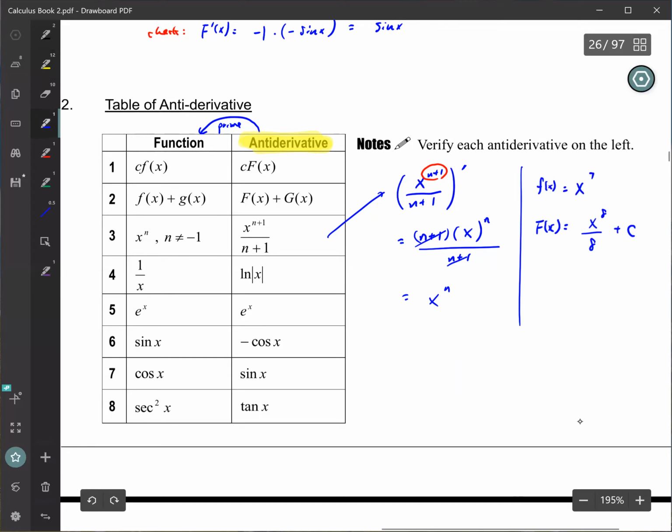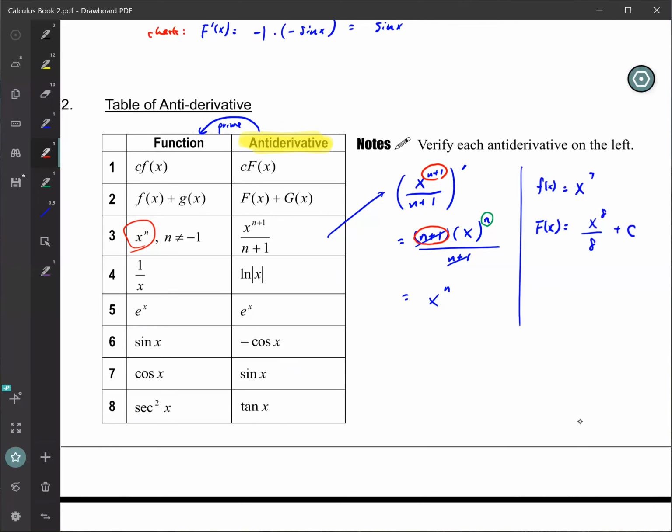So what I did is I just prime it using the power rule. I bring down the exponent to the front, so your red exponent goes to the coefficient. And then the exponent minus 1, so that will give you the n, which is the green one. Got it? And then that coefficient will cancel with the denominator, and that's x to the n. So it shows you the left side, the x to the n.